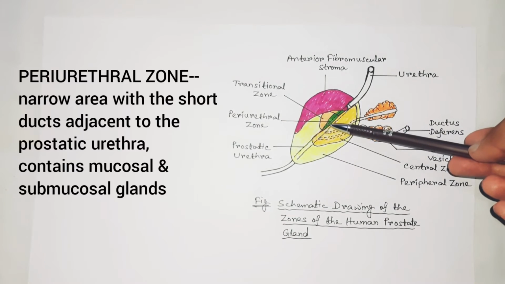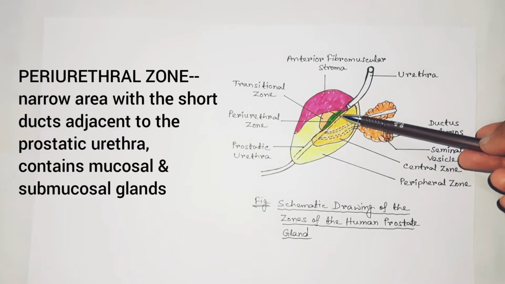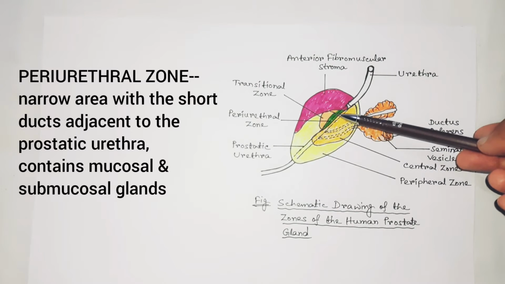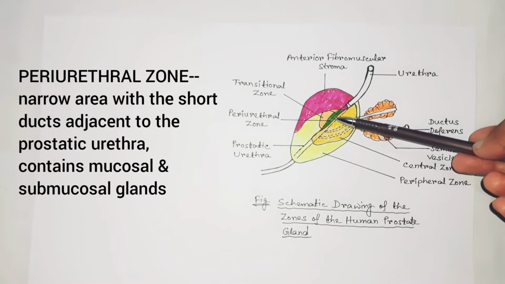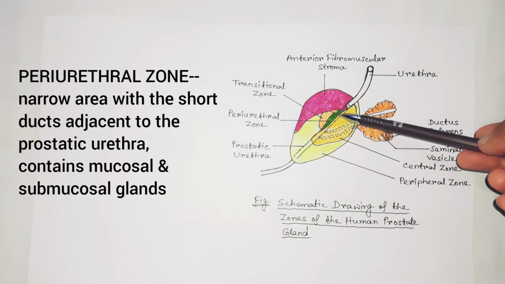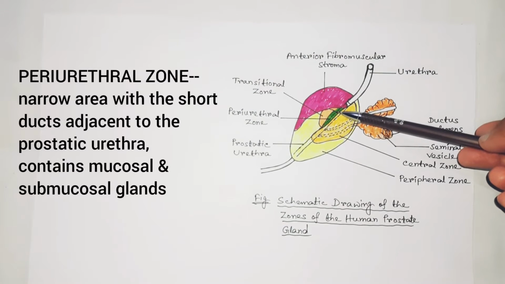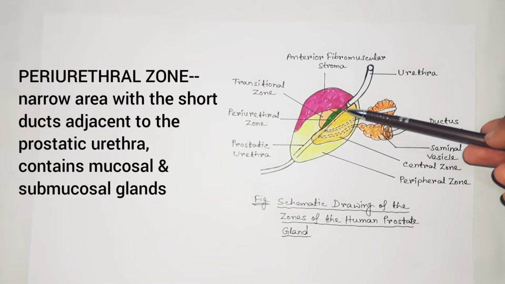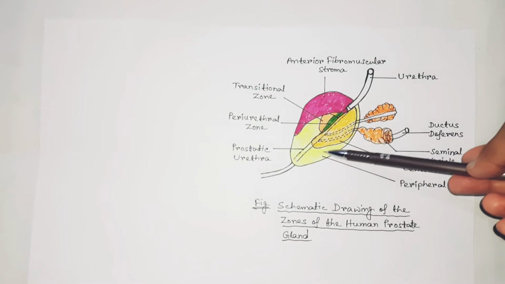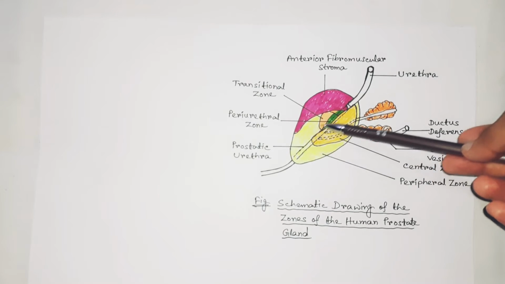This is periurethral zone. It is a narrow area with short ducts adjacent to the prostatic urethra. It contains mucosal and submucosal glands. So these are the main zones of prostate gland.